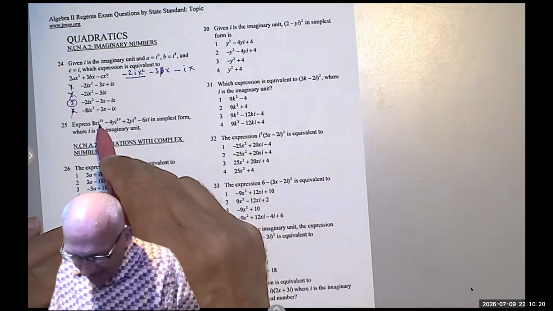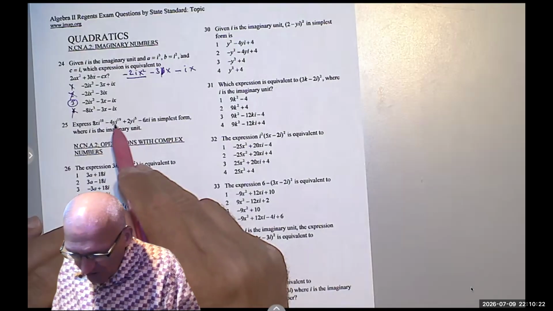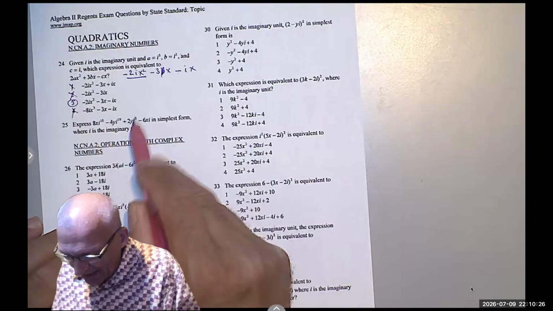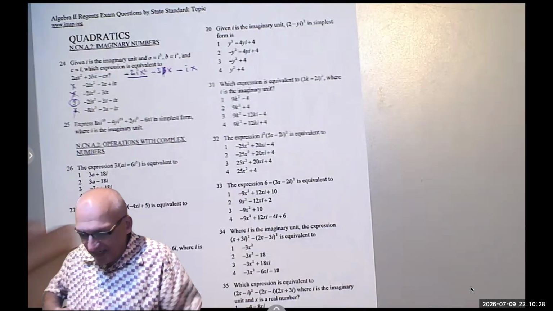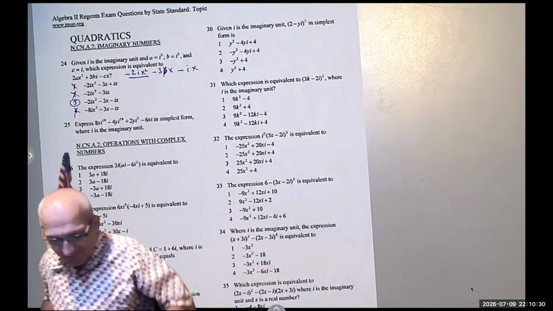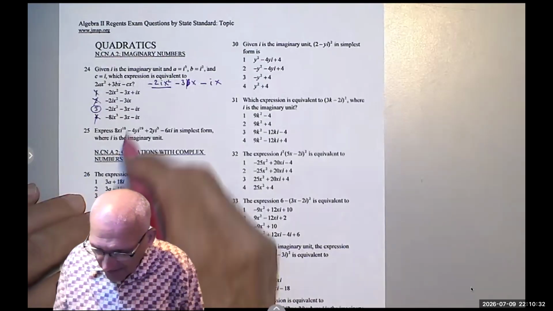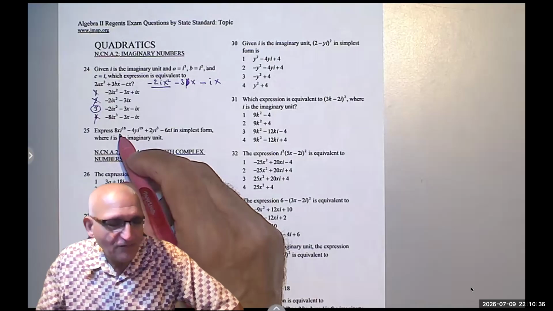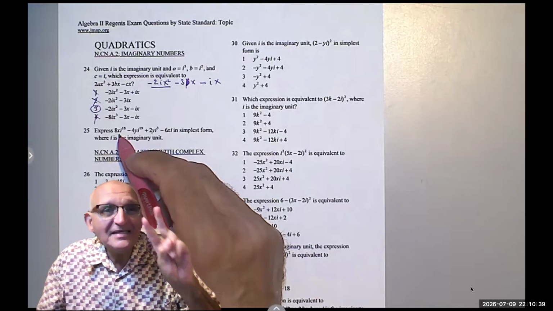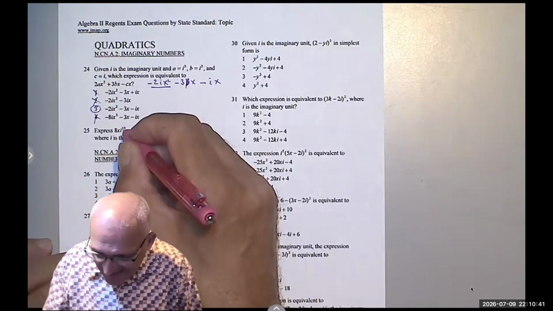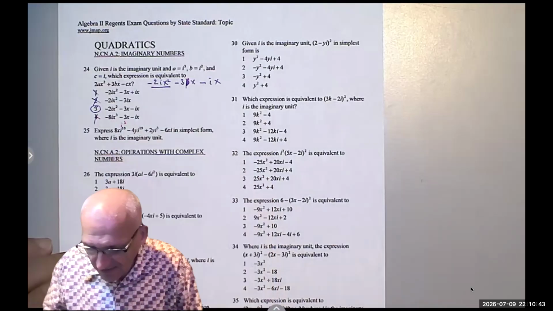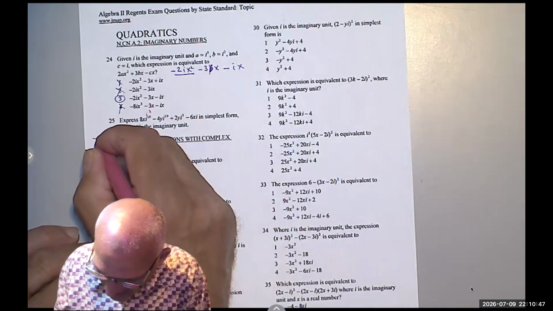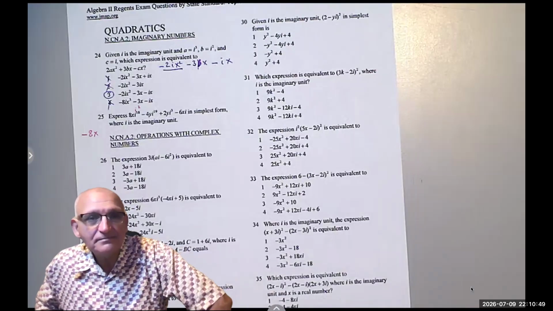Express 8xi to the 10th minus 4y i to the 19th plus 2yi cubed minus 6xi in simplest form. Well, i to the 10th: when you divide 10 by 4, you get 2 with a remainder of 2, meaning this is exactly as I said, i squared. And i squared is negative 1. So the first term becomes negative 8x. Do you see that?